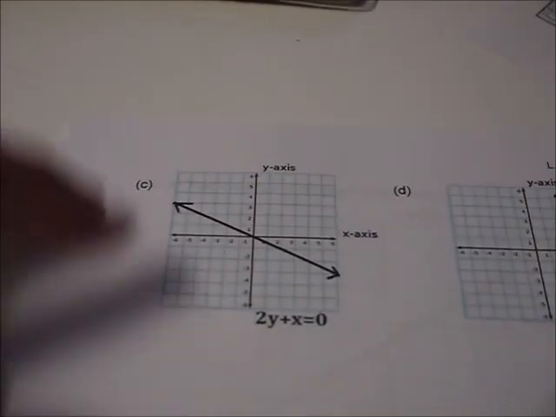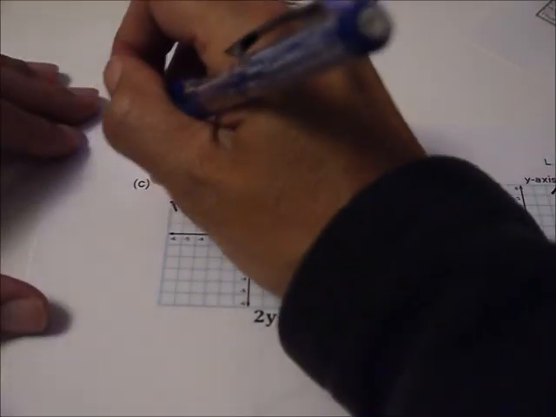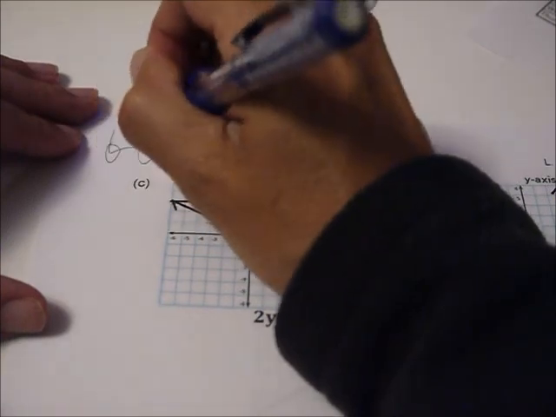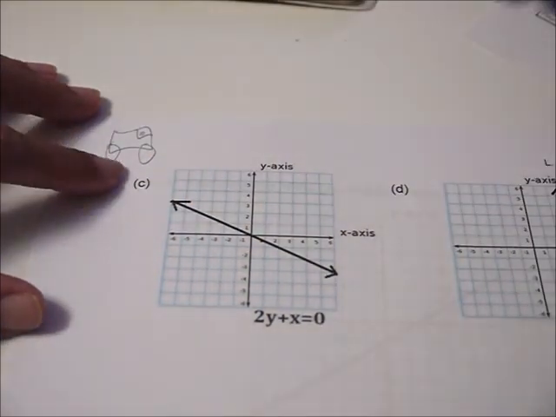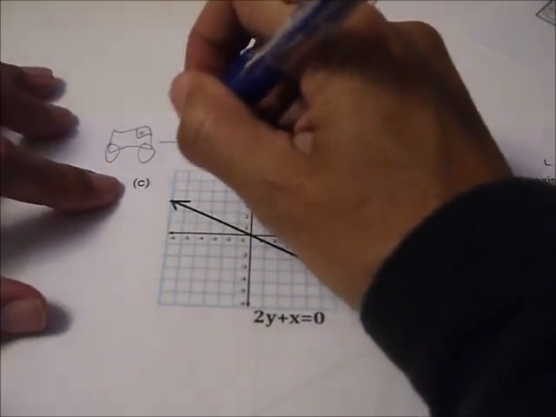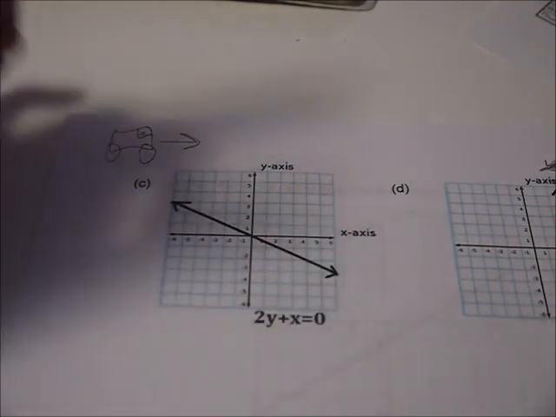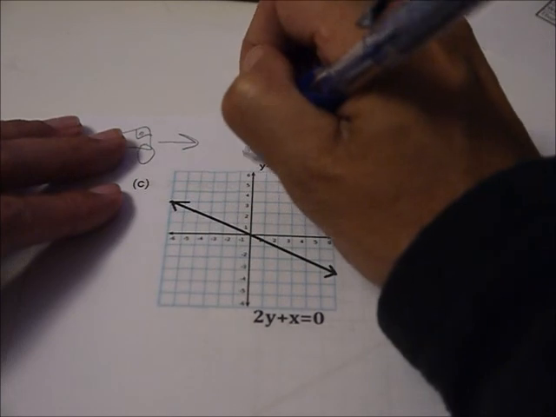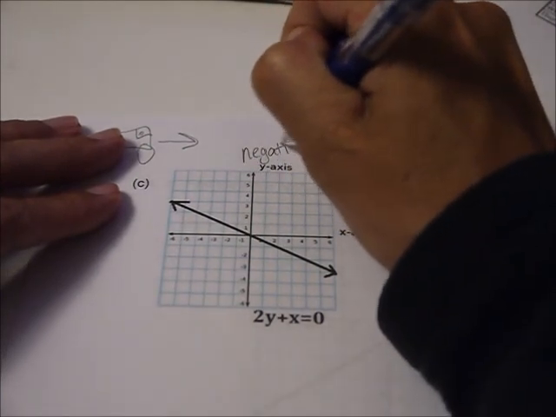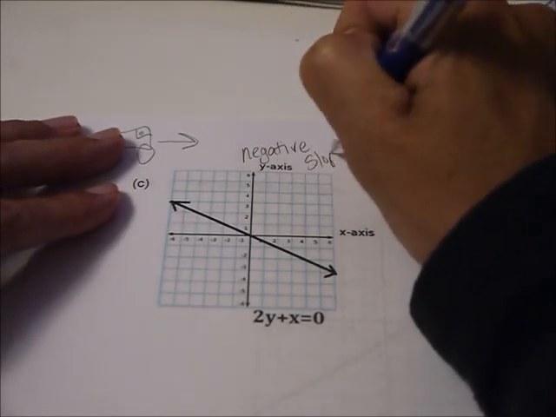We've got our car driving, right? Here's my car. I bet you guys are drawing much better cars. And it's driving across the page this way. Is it going uphill or downhill? All right, obviously downhill. So this is, you can write it here, negative slope.